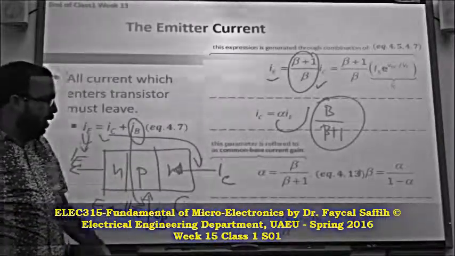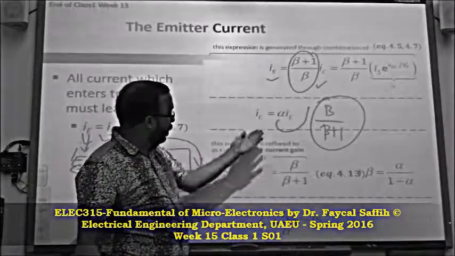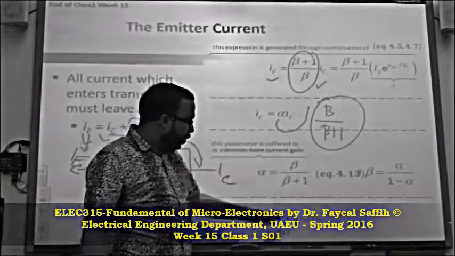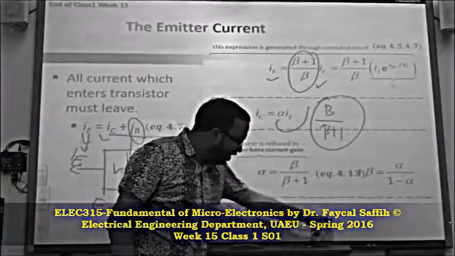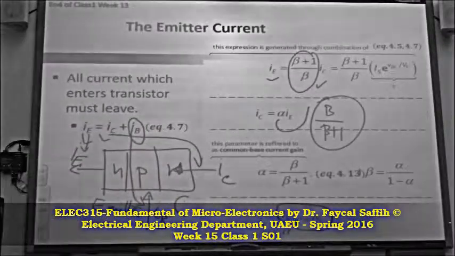And of course, now from this equation, we can get IE. So IE is going to be equal to IC over alpha. We know IC how it is. Over alpha. Finito. Finished.